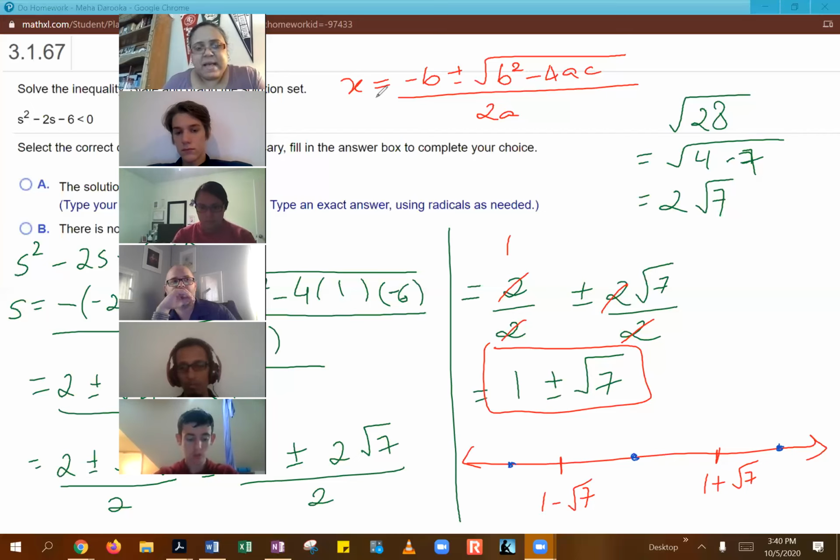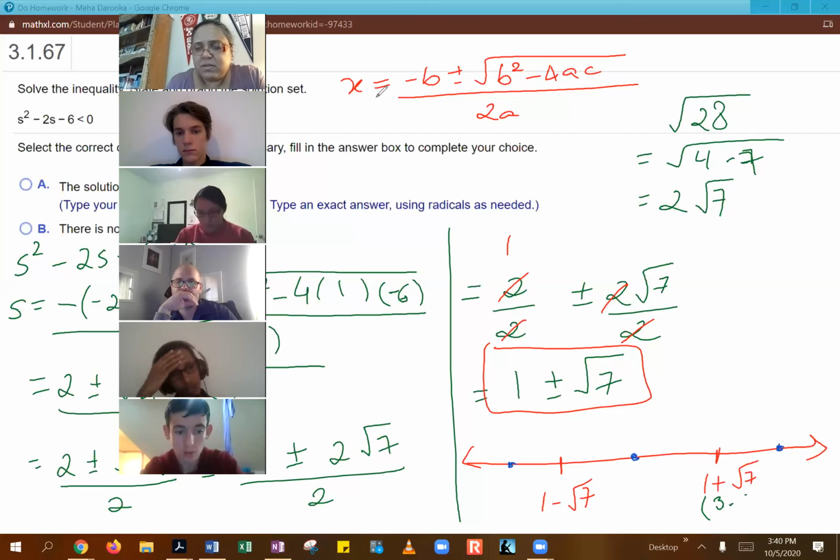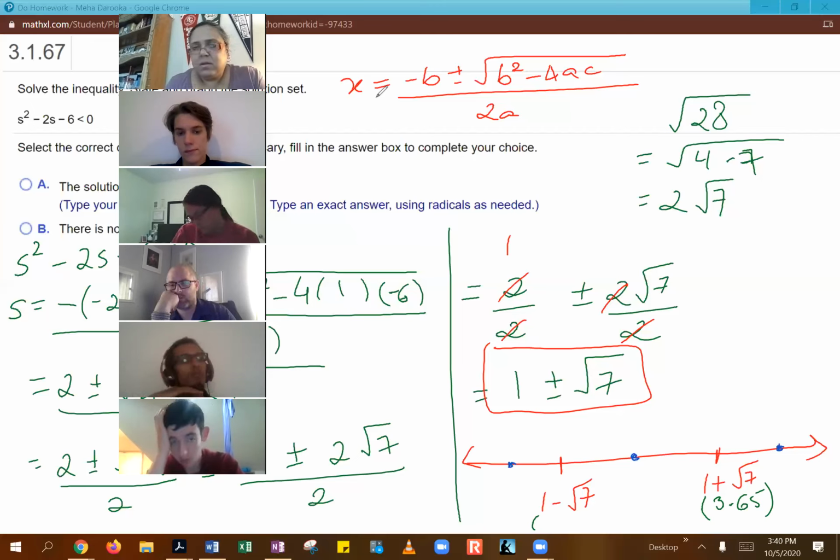Okay, Oliver, I'm guessing that's for the 1 plus. If you're getting the 3.65, yeah, okay. You know what, let me put that in a different color. So you've got 3.65. Okay, and then for the 1 minus, what are we getting as an approximate? Yeah, it should be a number smaller than that, so -1.654. And again, remember the decimal is just for us to be able to come up with these test points. They are not going to be part of our answer.